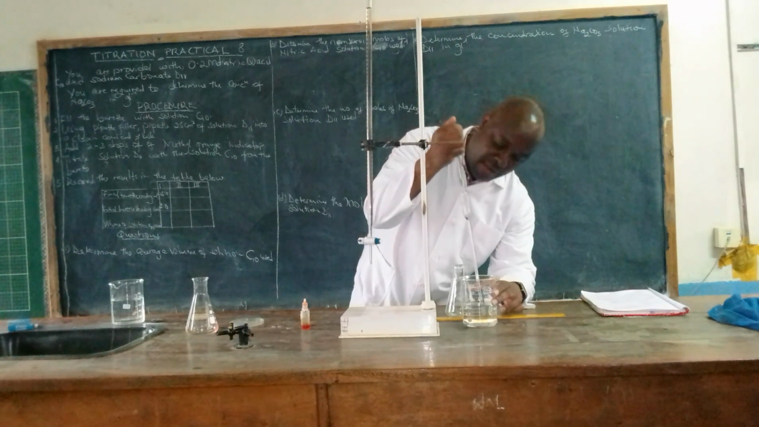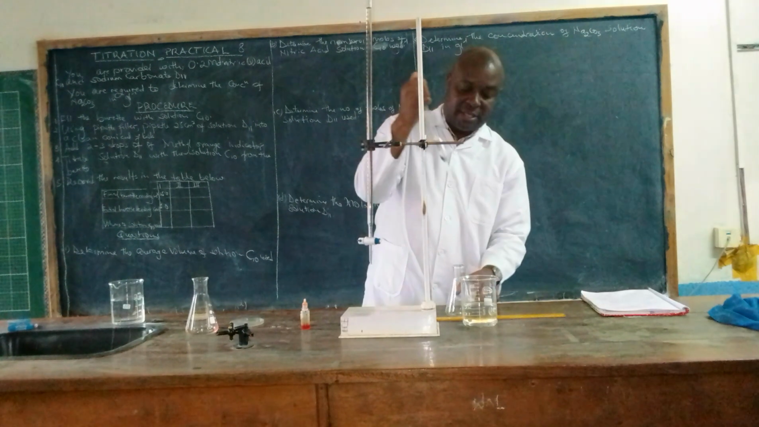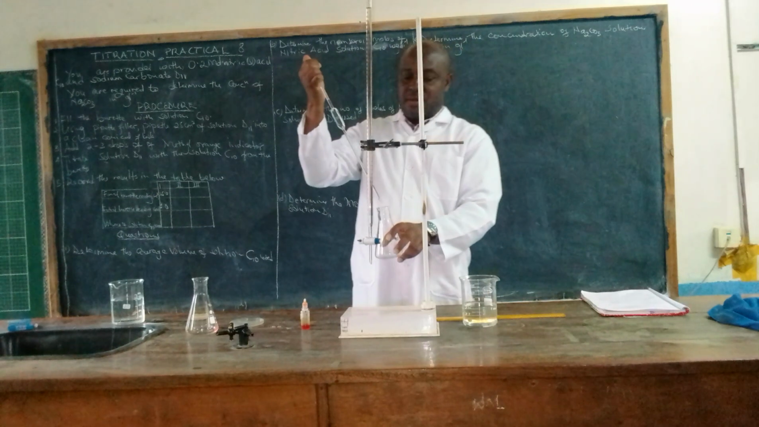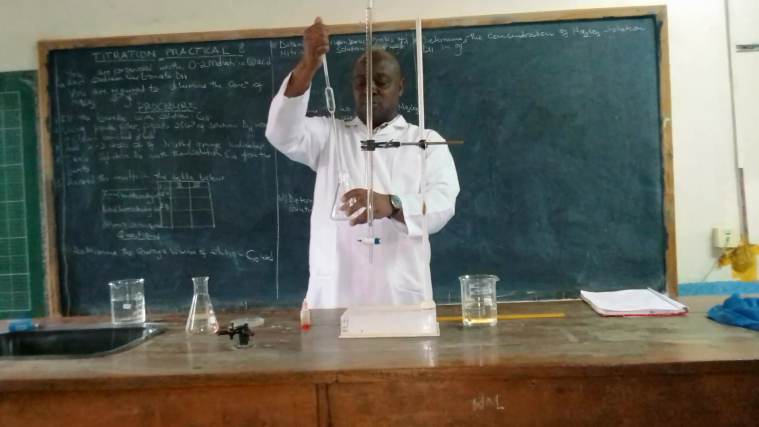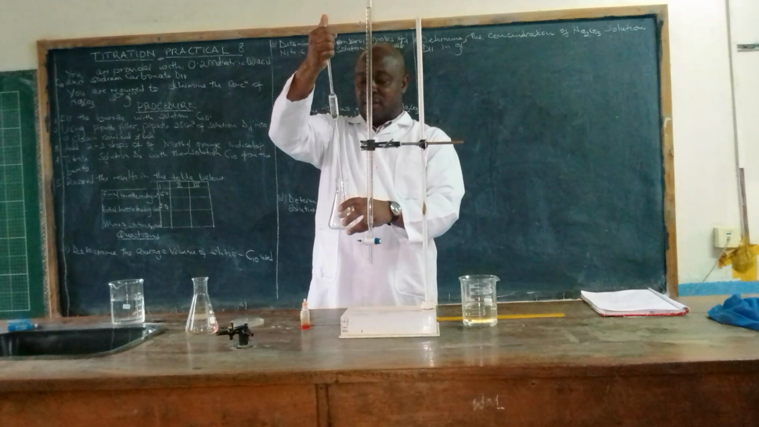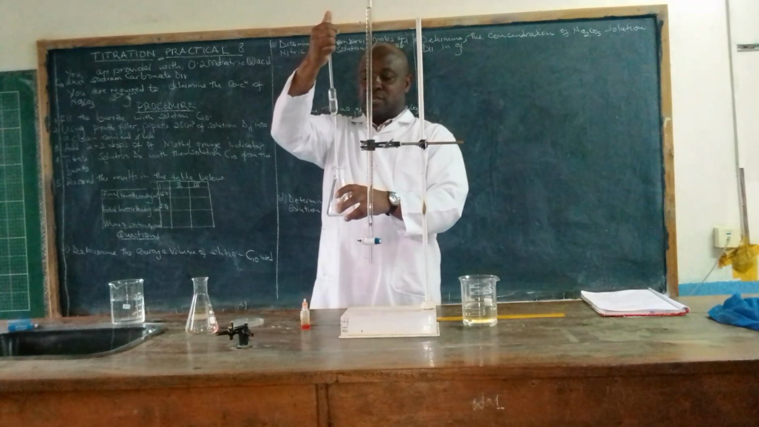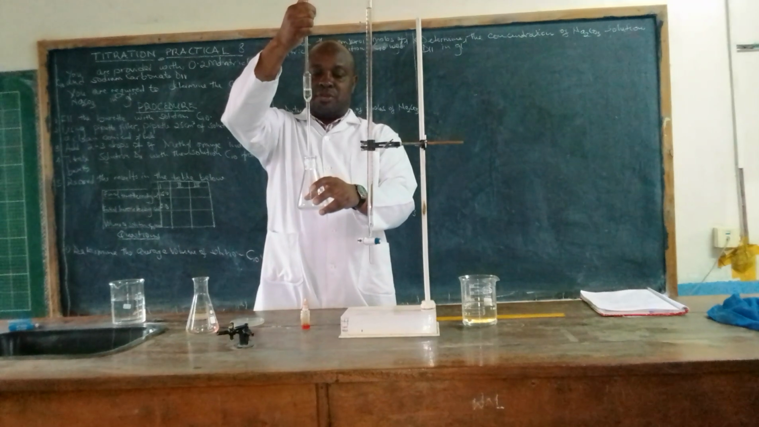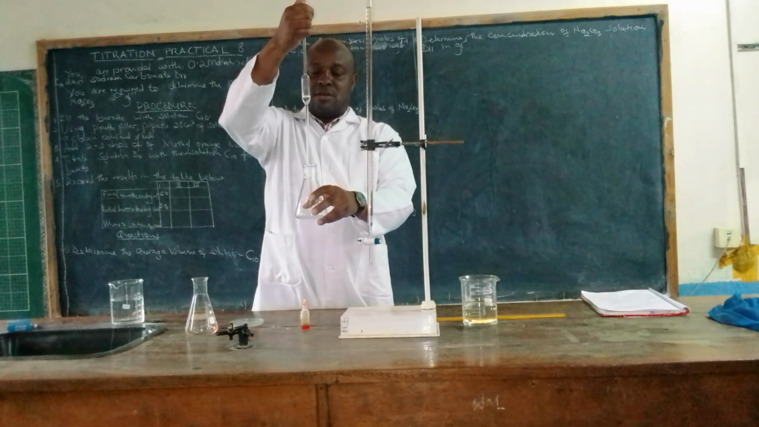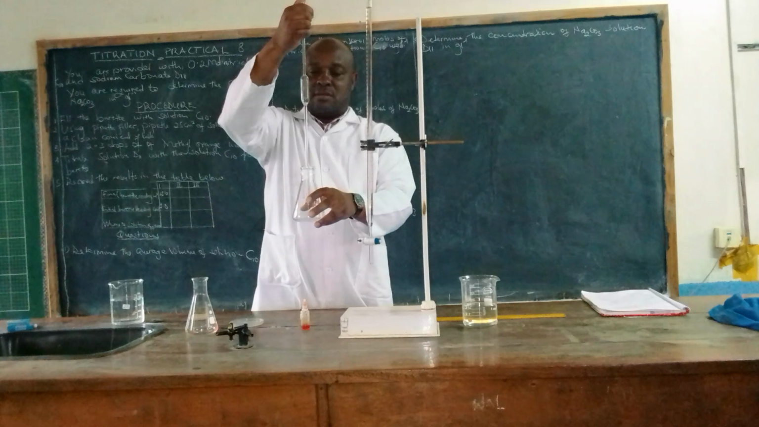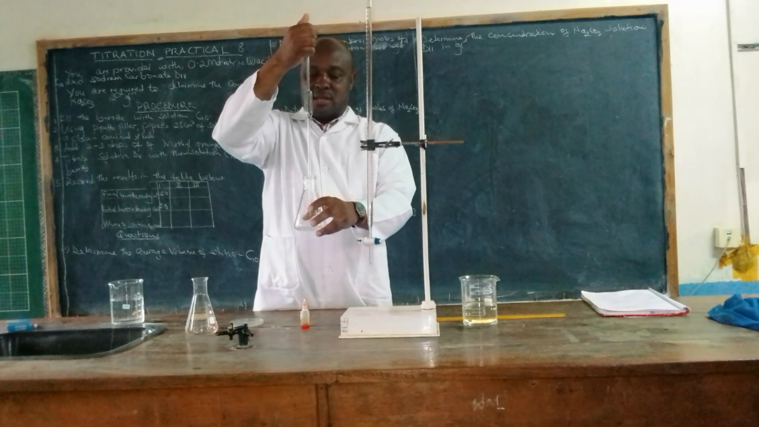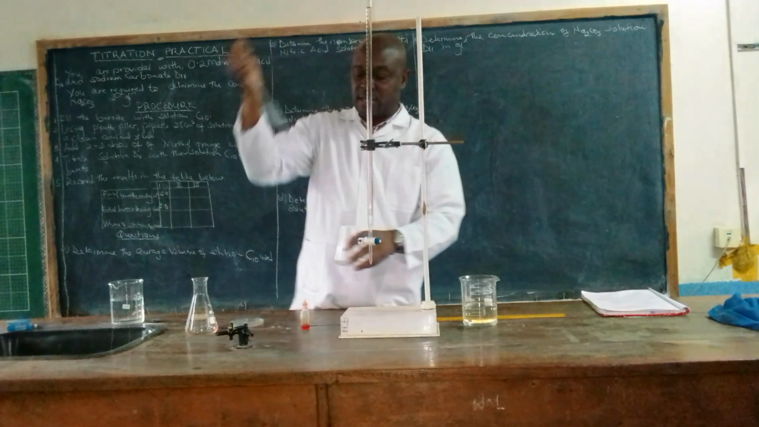Good. Now, this is 25 cubic centimeters of solution D11. Put it like that. Let me put it close so that you can see what is happening here. Then you make sure the last drops go into the conical flask.